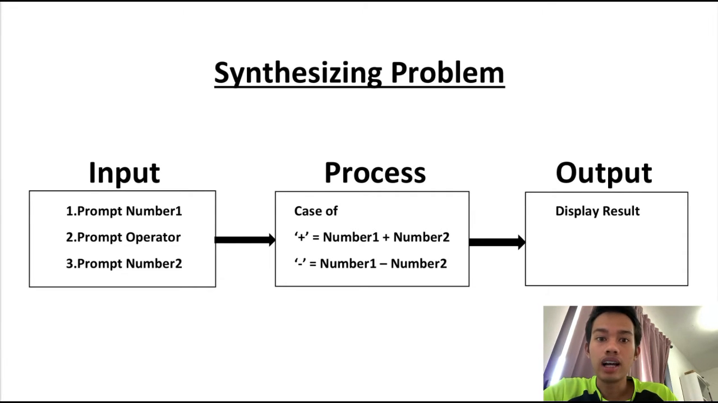Before we start writing our code, we need to synthesize the problem, and as you can see on your screen, I have identified 3 inputs: number 1, operator, and number 2. And the process is according to the chosen operator, which is plus and minus, and the output is the result of the chosen operator.